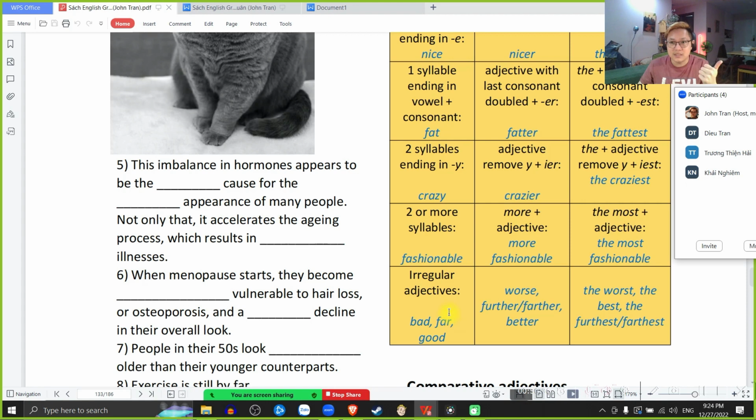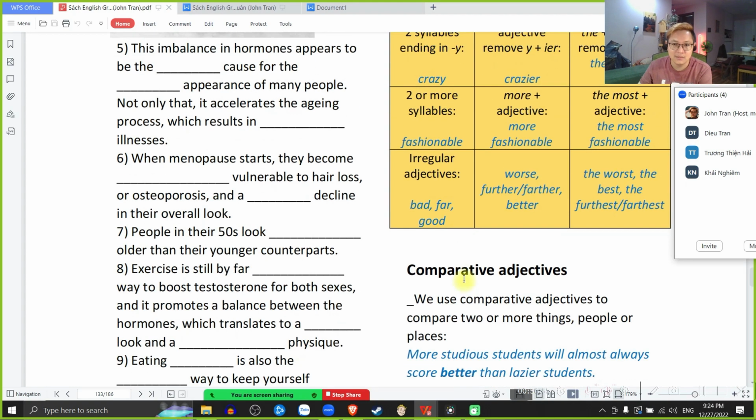Good. Better. American English and British English both use better. Good, better, and the best. These are irregular adjectives.